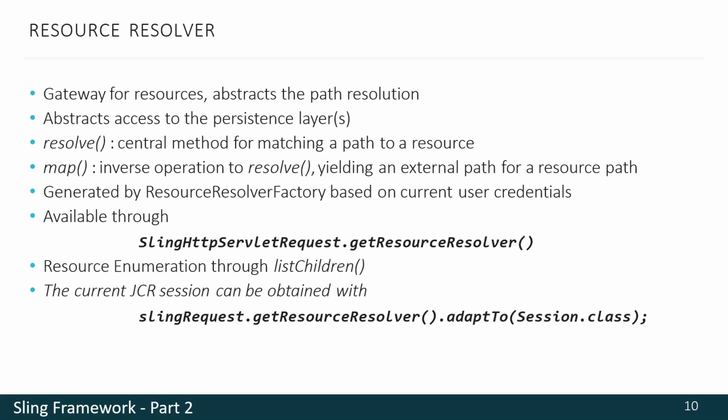To summarize, the resource resolver is a gateway for resources. It abstracts the path resolution and access to the persistence layer. And the resource resolver has two main methods. The first one is resolve, which is the central method for matching a path to a resource. And the next is map, the inverse operation. You can get a resource resolver from the Sling request as well. So you can see here it is. Also, you can get a JCR session by adapting it from the resource resolver.